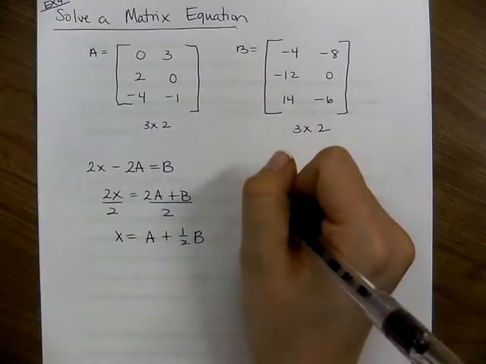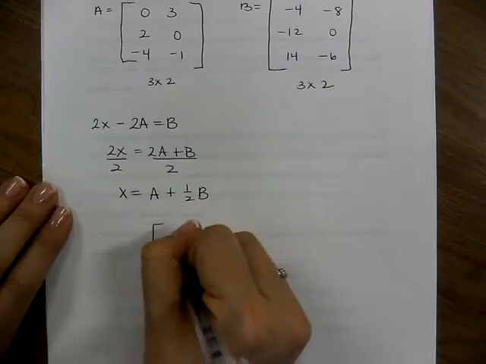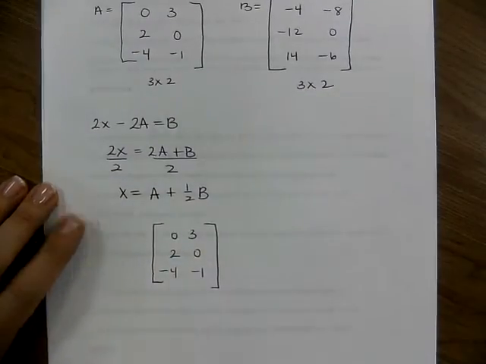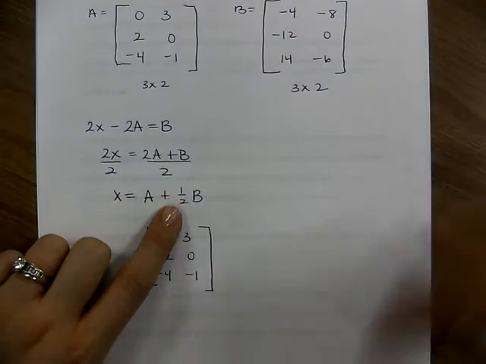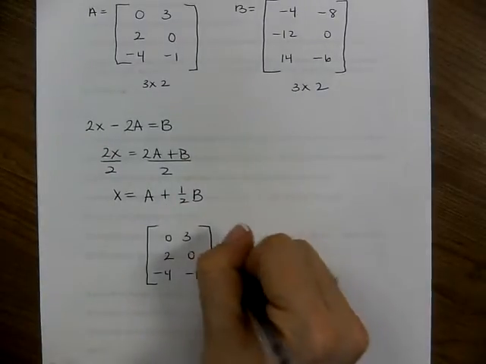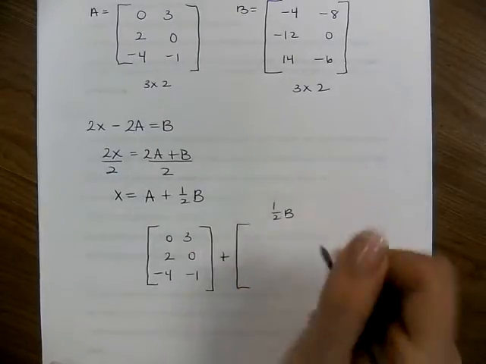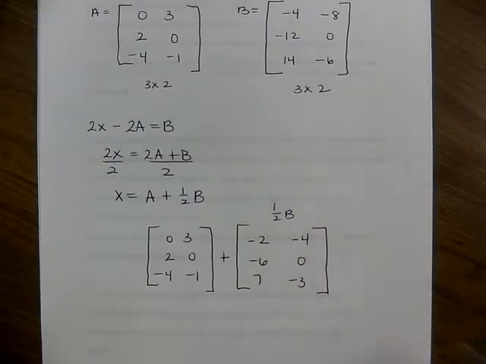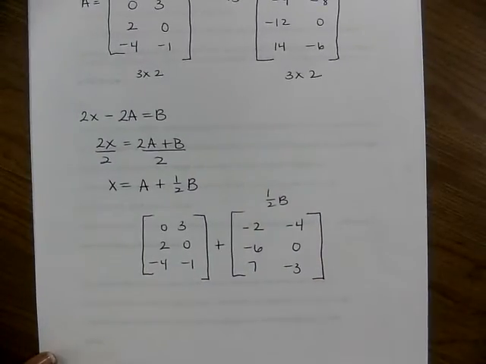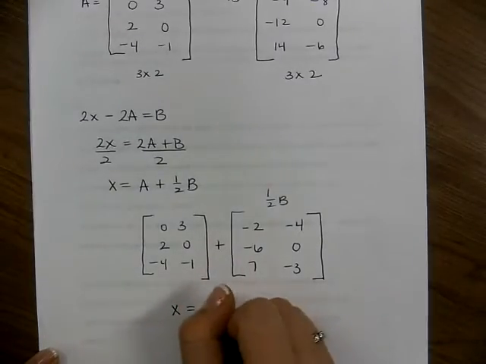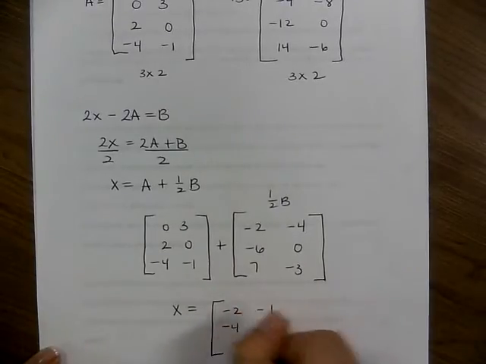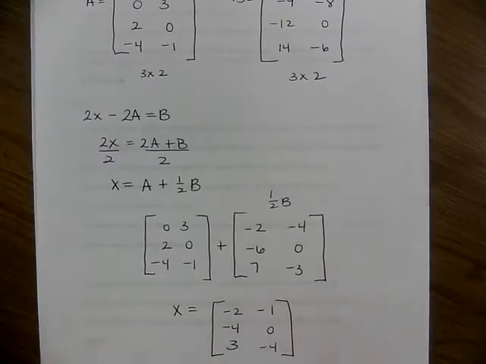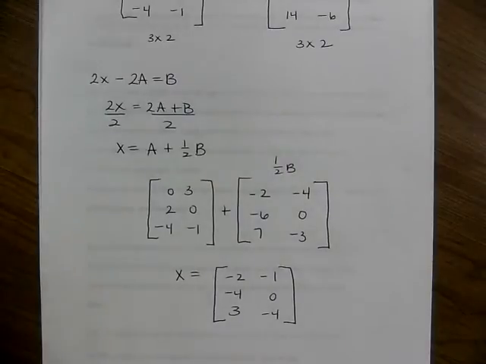Now, isn't that exactly what we just did? Take A, which I'm going to put down here: 0, 3, 2, 0, minus 4, minus 1. And then add 1/2 of B. So don't I have to distribute a half through B first before I can add these together? If I distribute that half, this represents 1/2 B. I get negative 2, negative 4, negative 6, 0, 7, negative 3. And then you add them together: negative 2, negative 1, negative 4, 0, 3, and negative 4. So notice that X is not a value. It's now a matrix.